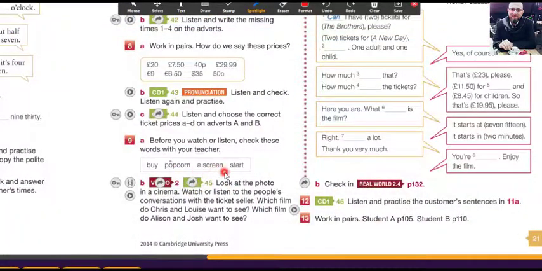Okay, screen. This is when you go to the cinema, you take your ticket, and for example, in the mall, we have like 5 cinemas. In the cinema you have 5 places. Every place has a different film. So in your ticket you have screen number 1, screen number 2, screen number 3. So you go and you see which door, number 3. So 3 is yours. So this is the screen number. And start is when the film starts, okay?